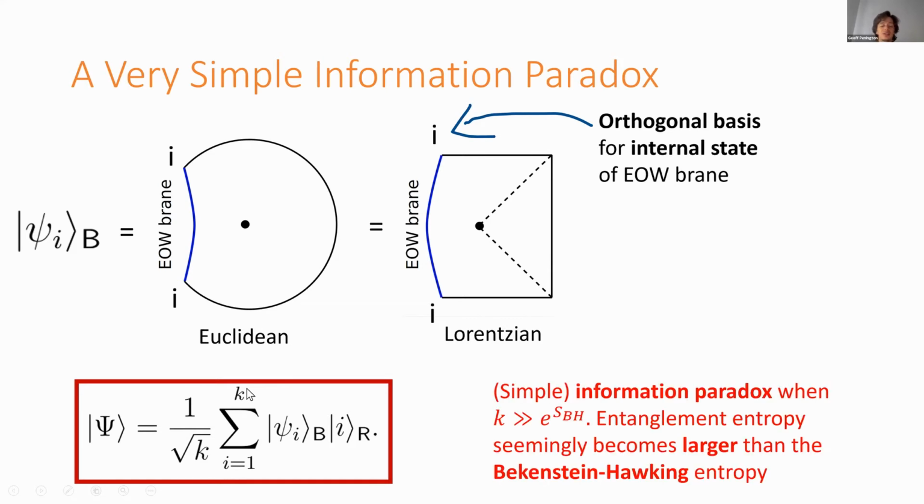And then we can get our very simple version of the information paradox. You just take the number of states, k, of the end of the world brane and the reference system to be very, very large. Bigger, in fact, than e to the Bekenstein-Hawking entropy. And then naively, it seems like the entanglement between this end of the world brane and the reference system is bigger than the Bekenstein-Hawking entropy. We have exactly the same information paradox that we had before.